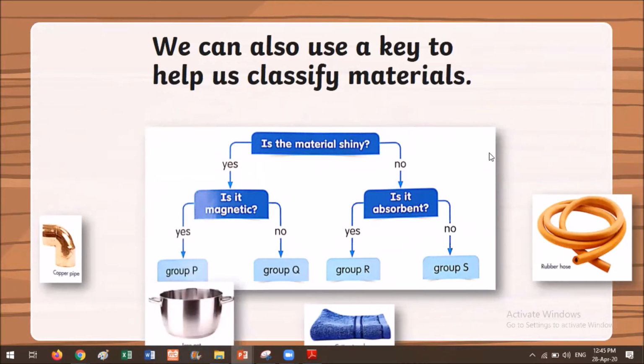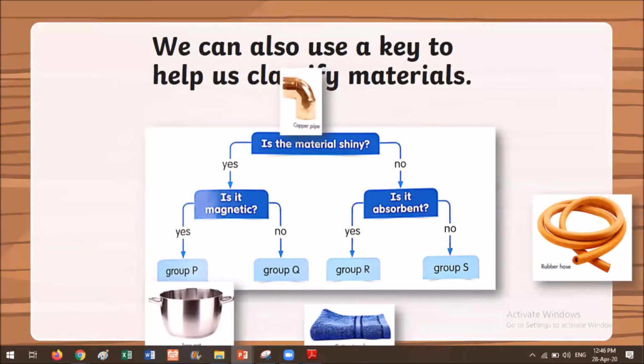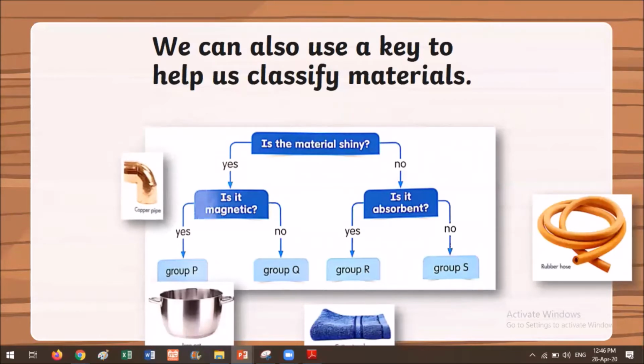Yay. And the next one we're going to do is Yusuf. Hello. So shall we go on this next one? We have a copper pipe. Yusuf, is the copper pipe shiny? Yes. And is the copper pipe magnetic? No. Great. So it goes down into group Q. Thank you, Yusuf.